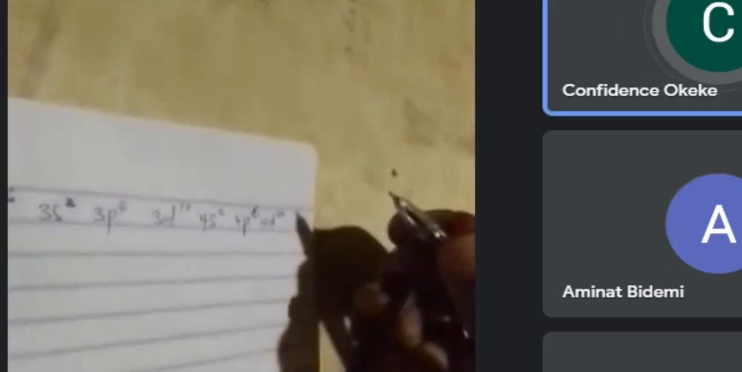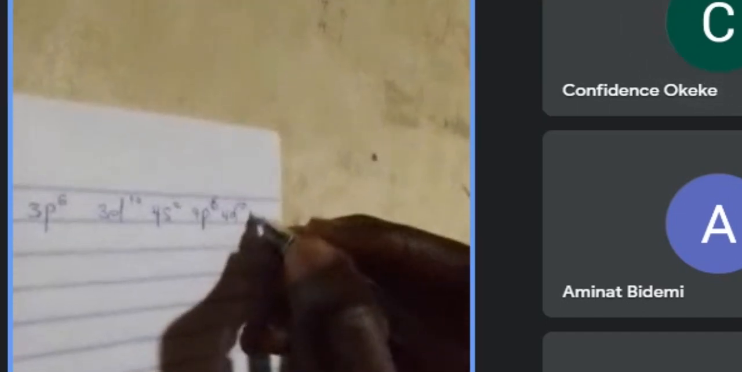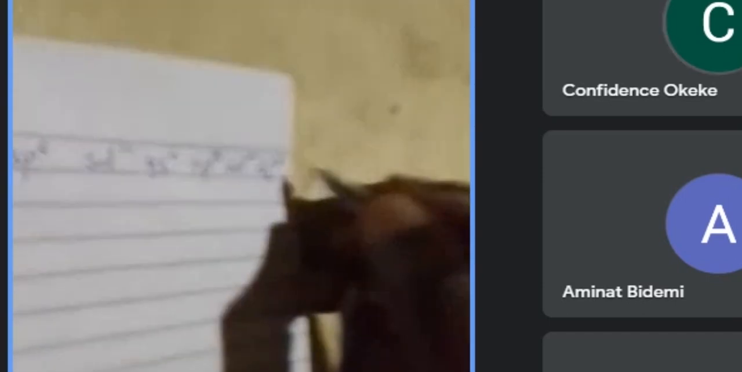So now, jumping back to 4d10. I know you cannot stop there. After the 4d10, you cannot stop in 4f14 too. I filled those two things too. Now I'm going to 5p6.